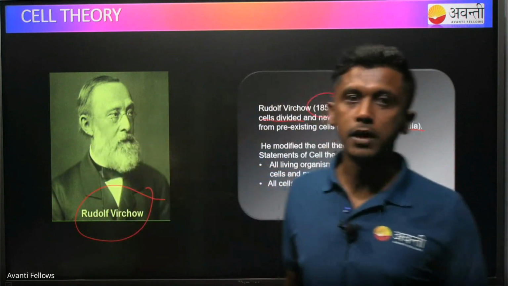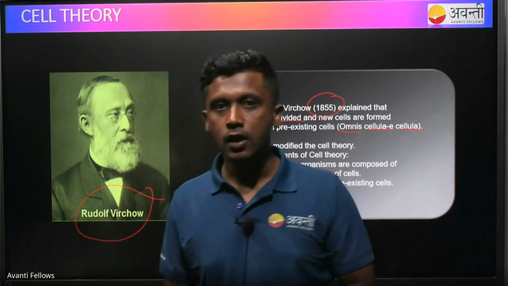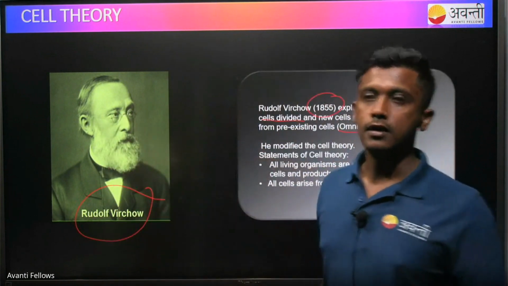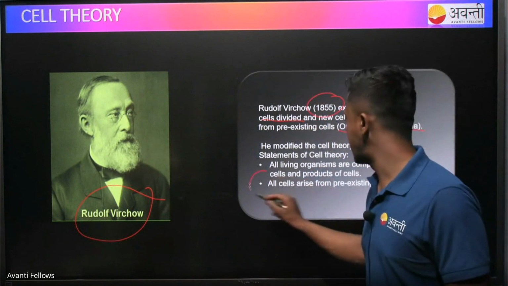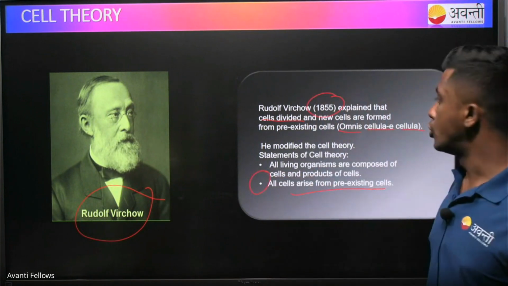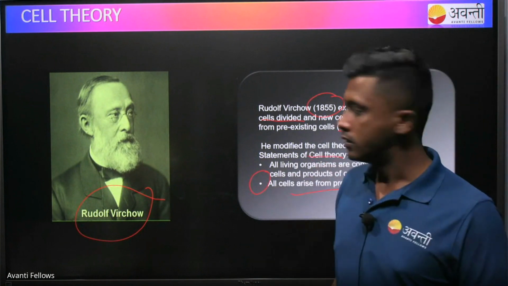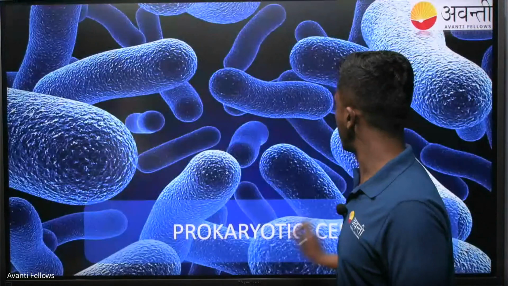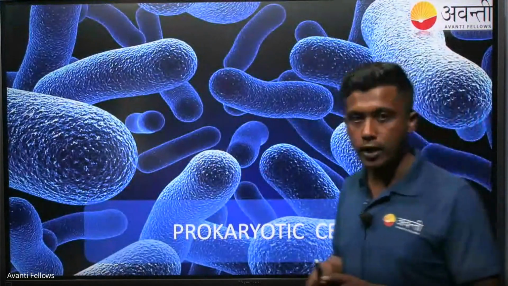The first statement, all living organisms are made up of cells or the product of cells, was further extended with another statement, that all cells arise from pre-existing cells, to complete the hypothesis of the cell theory, right? So this is what led to the beginning of understanding cells even more and more.